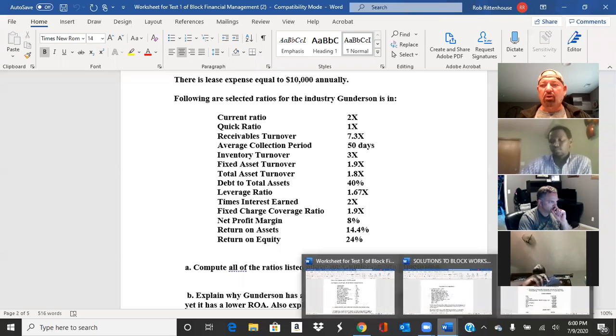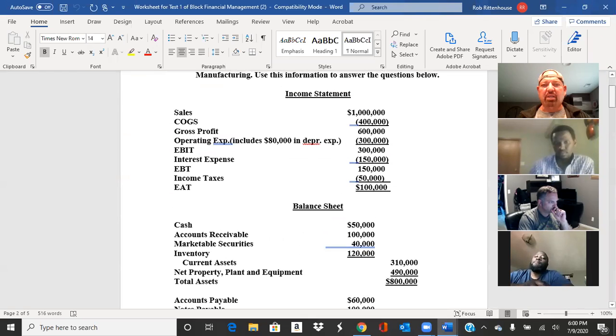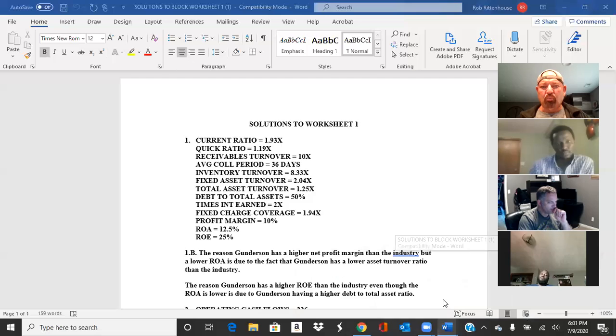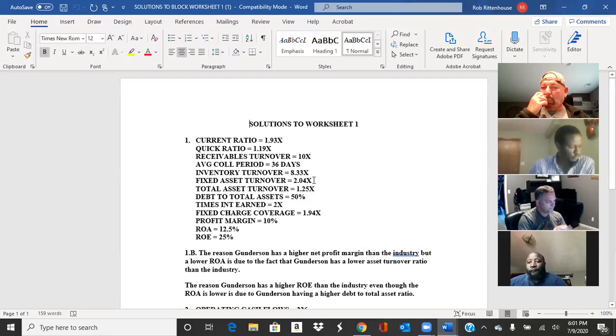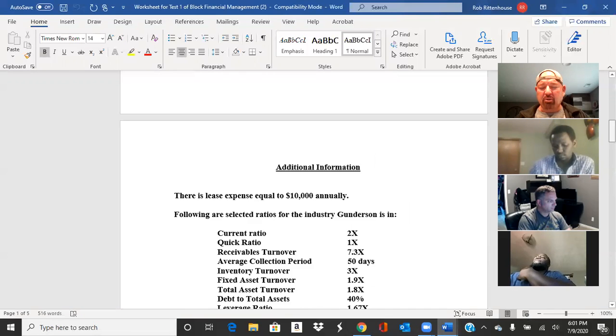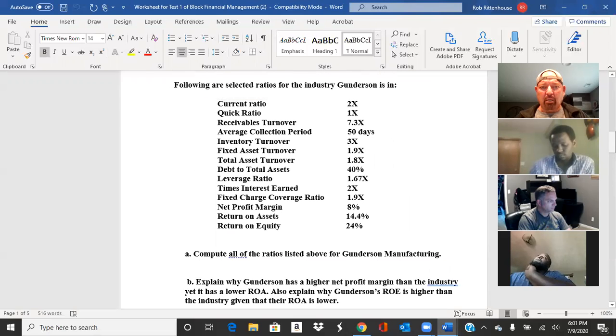Fixed asset turnover, remember, is sales over fixed assets. So we take our sales of $1 million there, divided by net plant and equipment of 490,000. That's going to give us just over 2. 2.04 times is the fixed asset turnover ratio. Now, we compare that to the industry. Their fixed asset turnover was 1.9 times. So we are turning over fixed assets better than the industry.